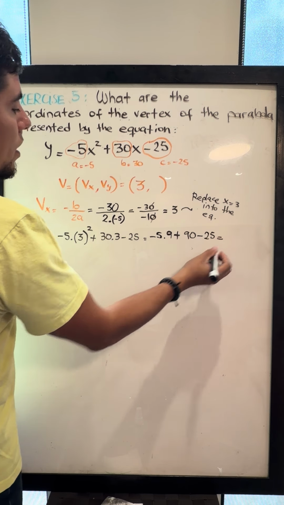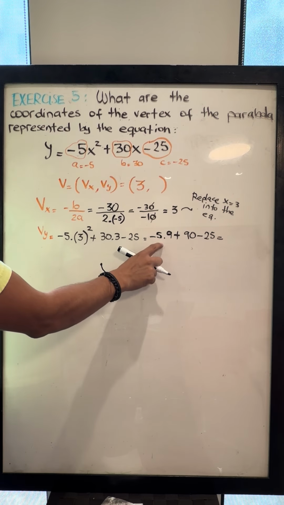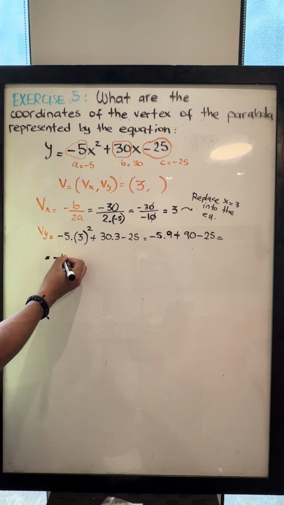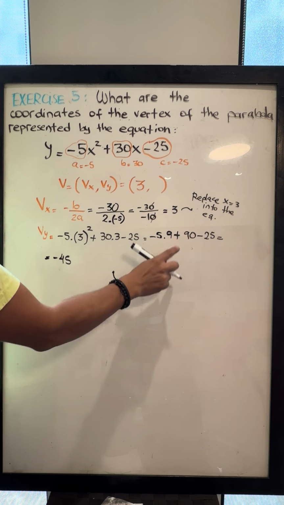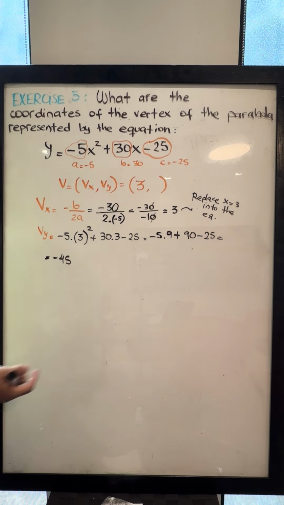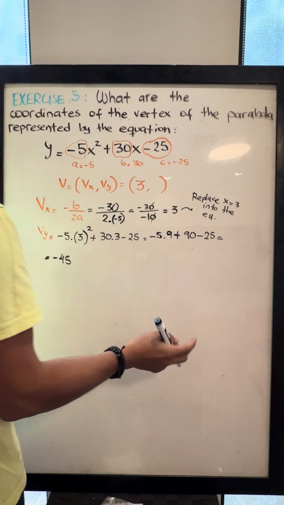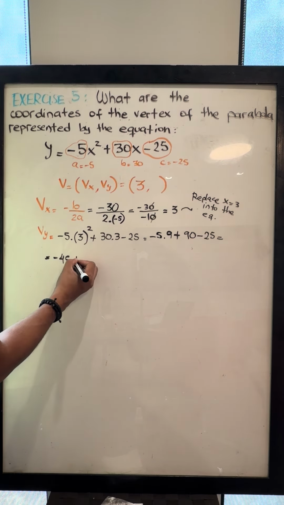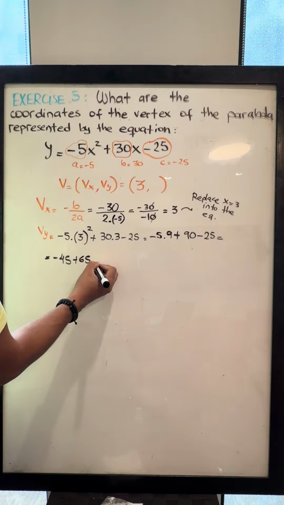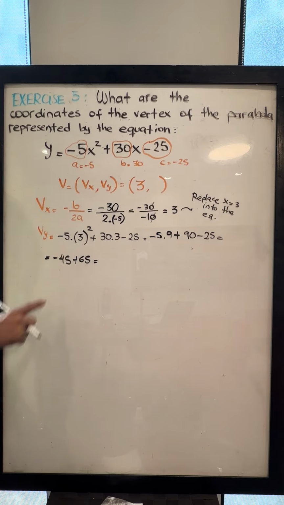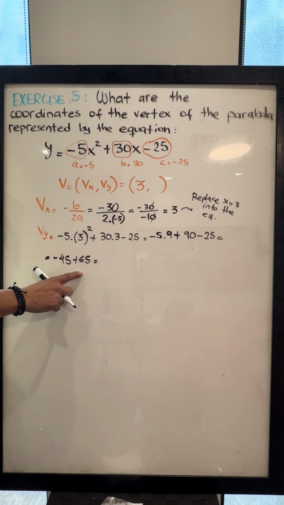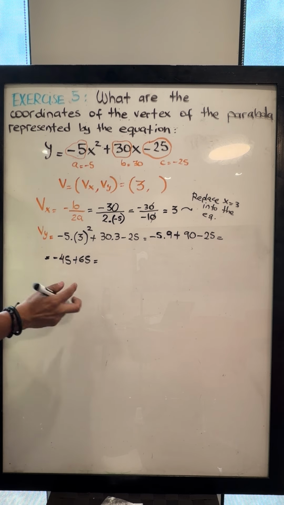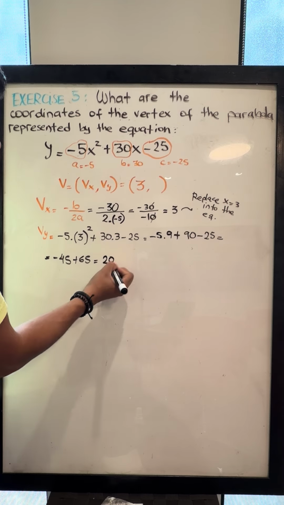So now we have to solve this part. Negative 5 times 9 is going to be negative 45. And then we have 90 minus 25. Let's talk about 90 minus 25. It's going to be positive 65. Do you agree? Then finally, we have negative 45 plus 65. If you use your calculator, the answer is going to be 20.